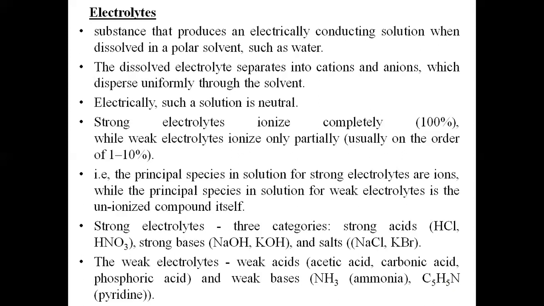Strong electrolytes are categorized into three: strong acids, strong bases, and salts. Strong acids like HCl, HNO3, bases like sodium hydroxide, potassium hydroxide, then salts like NaCl, KBr. But weak electrolytes are of two types: weak acids and weak bases. Acetic acid, carbonic acid, phosphoric acid are examples of weak acids. Ammonia, pyridine, etc. are examples of weak bases.